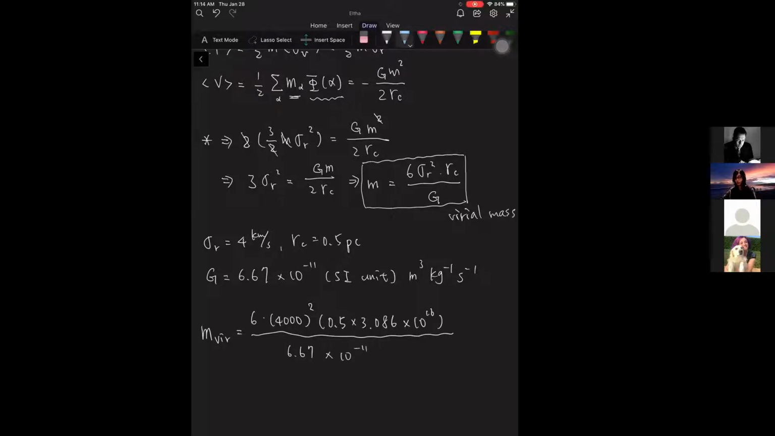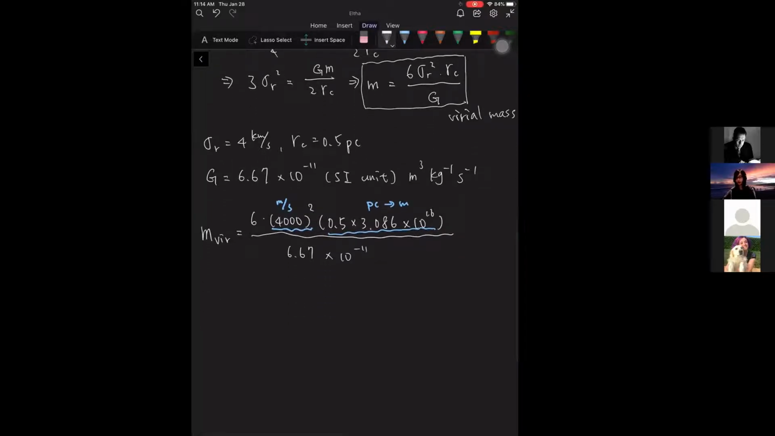Okay, just to clarify, this should be in the unit of meter per second, and in this term we convert parsec to meter. Okay, so if you do this calculation, then you will find the virial mass is 2.22 times 10 to the 34. But remember, we're working in SI units, so the unit here should be kilogram.